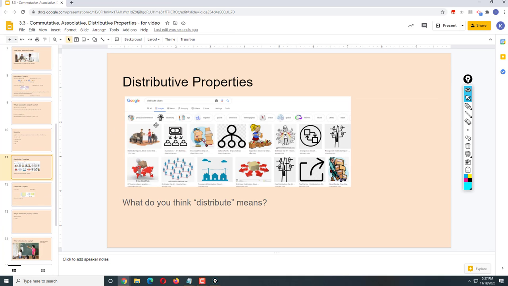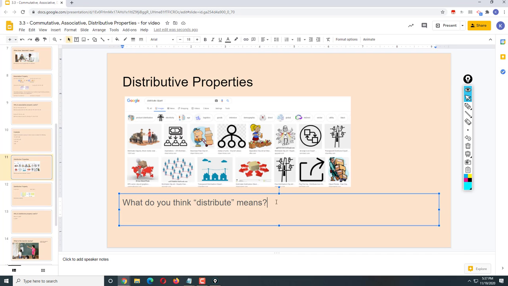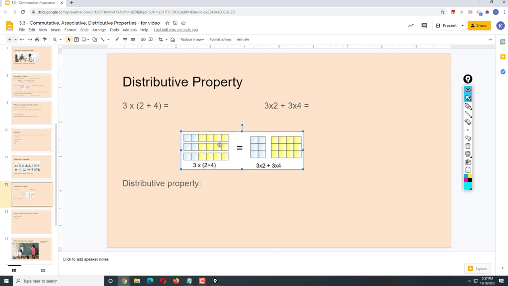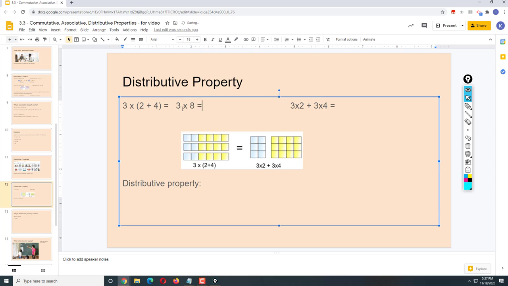Last one, distributive property. Distribute means to give. If I give it to you and you and you, that's to distribute. As we can see, 3 times 2 plus 4 is 3 times 6, which is 18. 3 times 2 plus 3 times 4, that's 6 plus 12, which is 18. So you get the same answer.